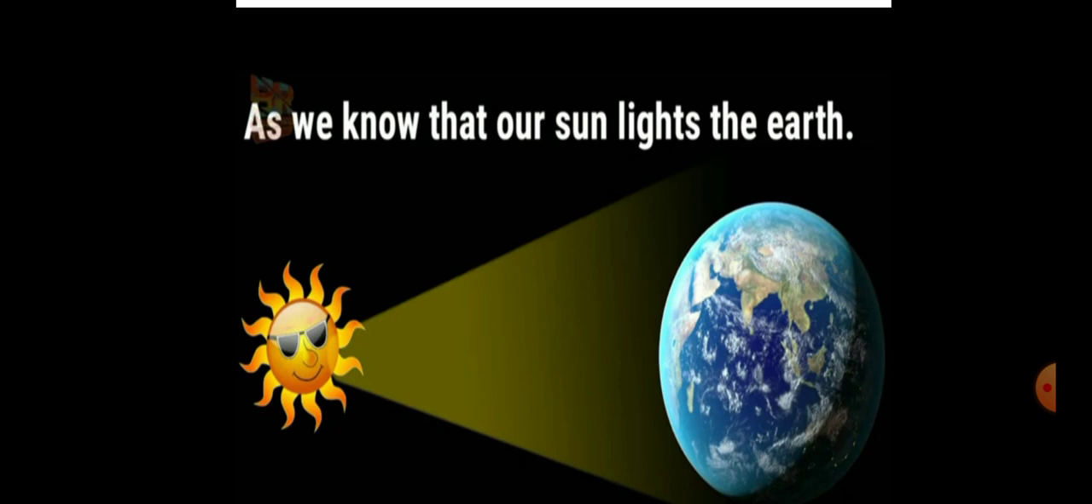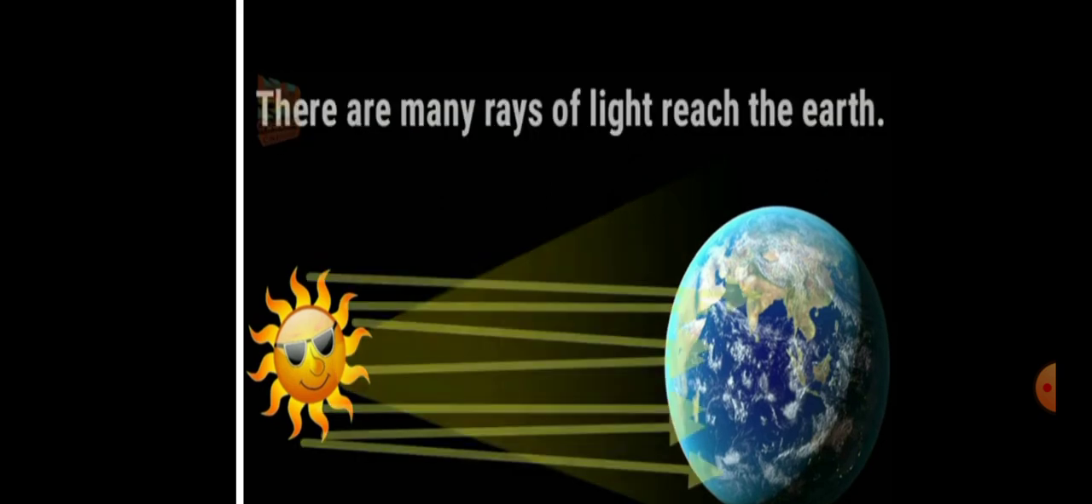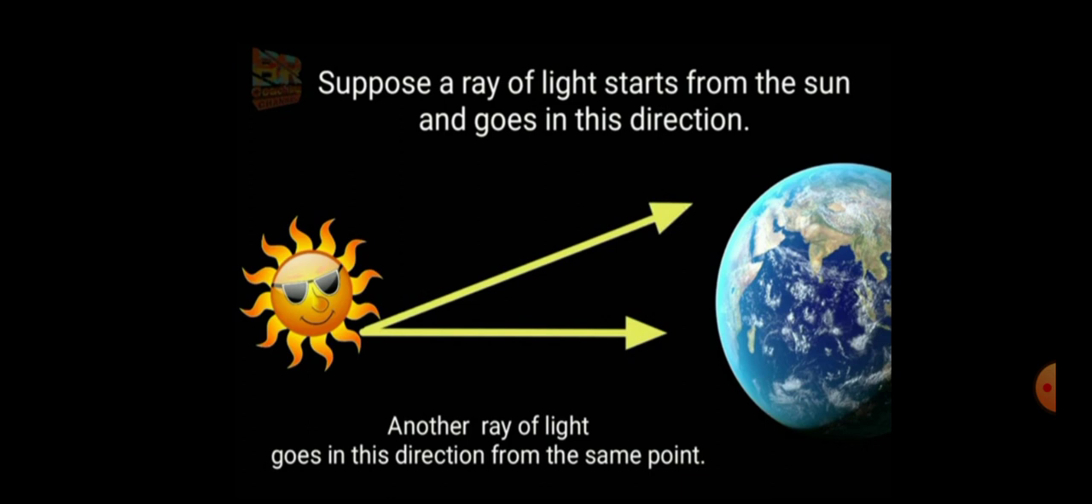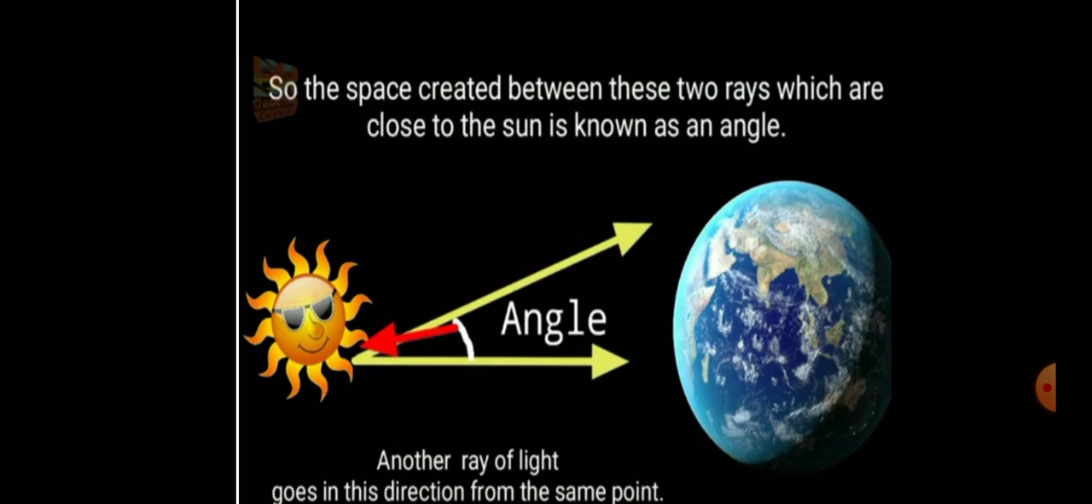Now we will learn about an angle. So let's see. As we know that the sun lights the earth, many rays of light reach the earth. Suppose a ray of light starts from the sun and goes in this direction, towards the earth. Another ray of light goes in this direction from the same point, from the sun. So the space created between these two rays which are close to the sun is known as an angle.